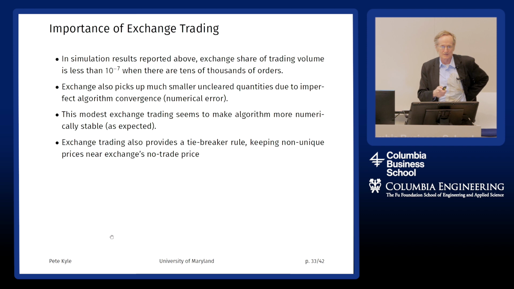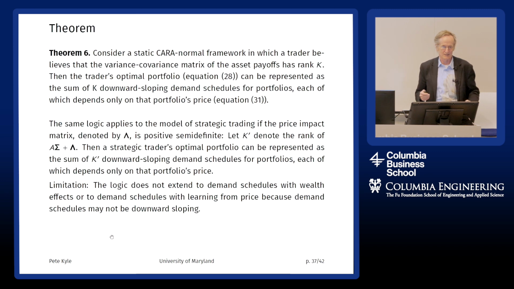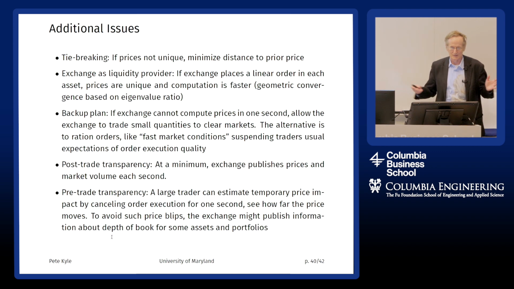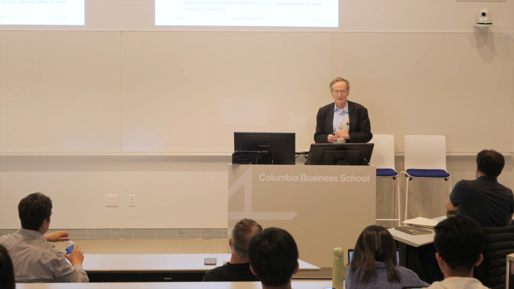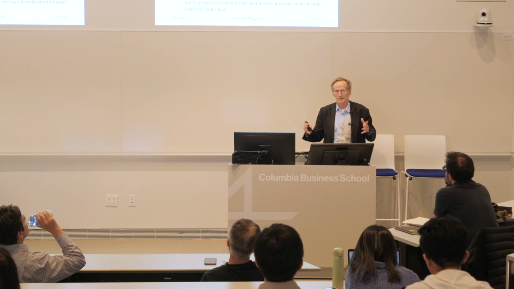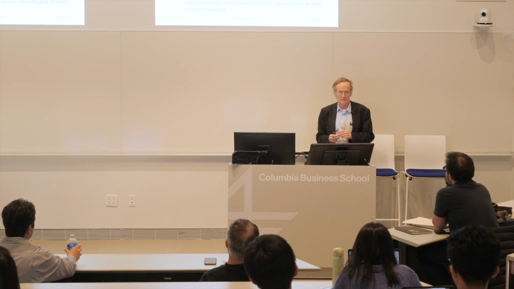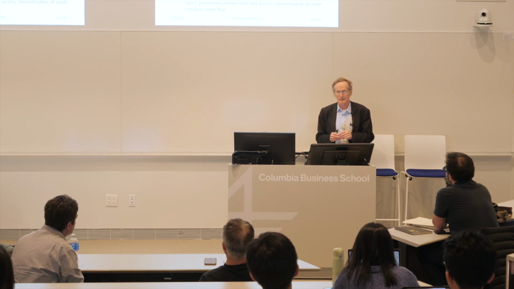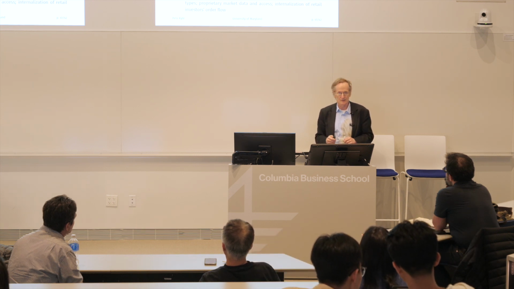I've got a section in here on micro foundations for portfolio orders. I think I'm going to skip it because I'm out of time. And these additional issues, I'm going to skip and just conclude that we've introduced what we think of as a new design for trading financial assets that has elements of papers that we've all worked on in the past. We've shown that you've got unique quantities and prices that are within a convex set that can be calculated by solving a quadratic program, and that solving it in less than a second is feasible for some reasonable number of assets and reasonable number of orders. And it's got the benefits that I talked about at the beginning of this talk.